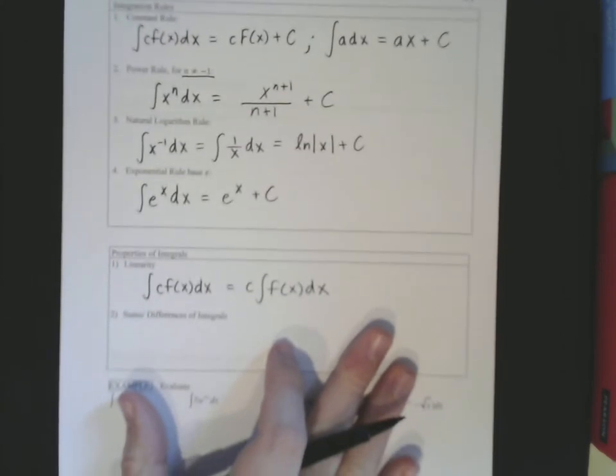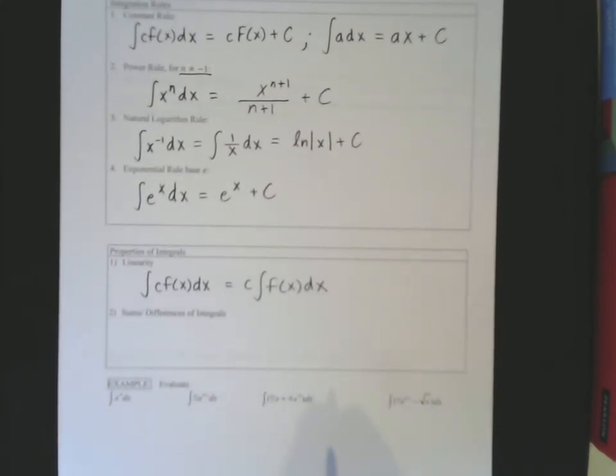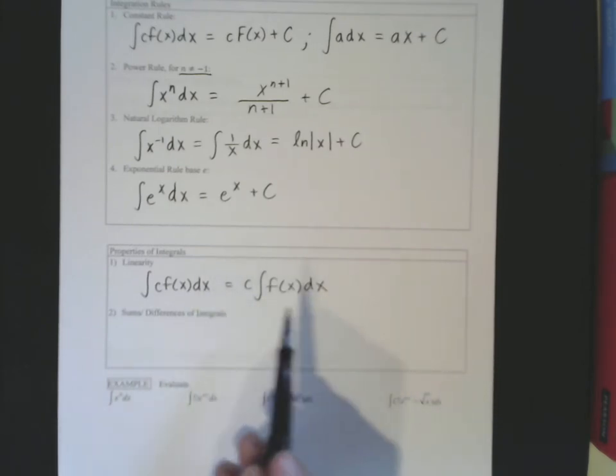So we've seen linearity before. We saw it with derivatives. You can pull the constant out, they stick around. We saw it with limits. You can pull the constant out, they stick around. And the same applies for integrals.